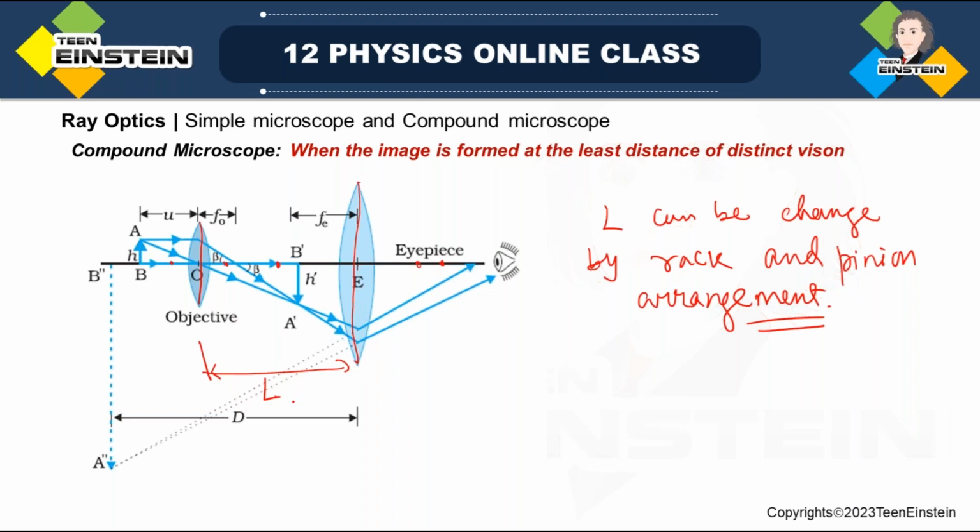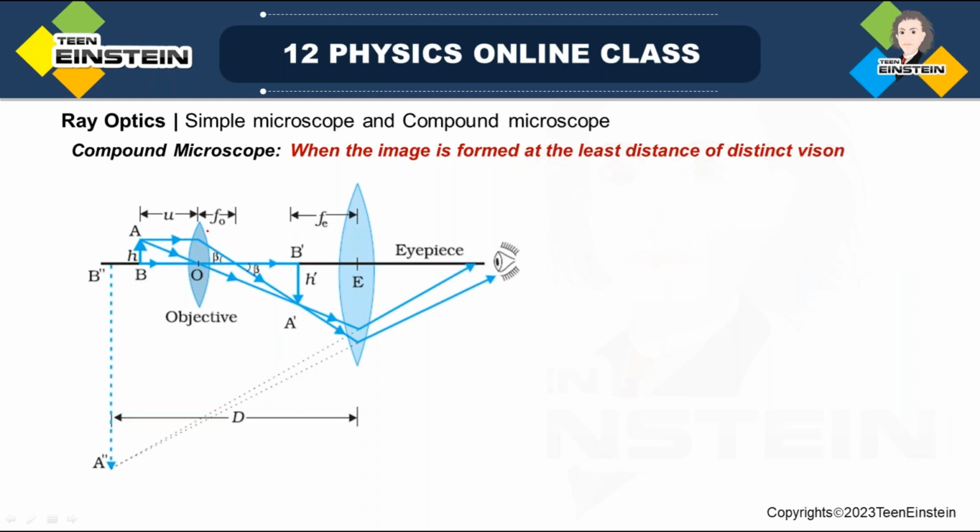So these are a few things. Here it is shown. See the focal length up to here somewhere. This is u, the object distance, and this is v here, for the first lens. From this figure we are going to find out the magnifying power when the image is formed at the least distance of distinct vision for the compound microscope. See how it works.